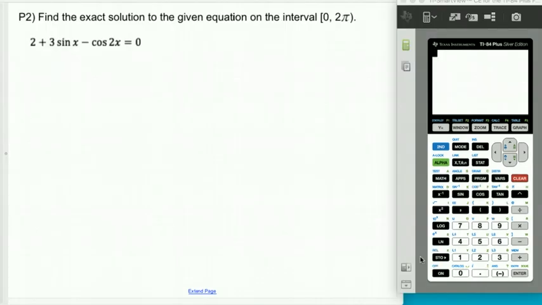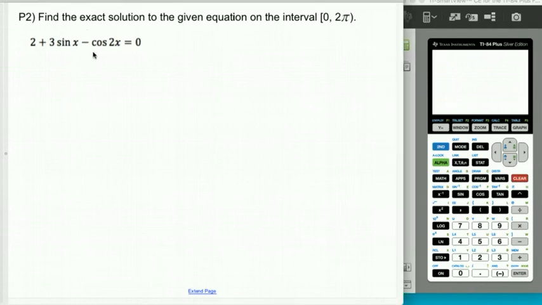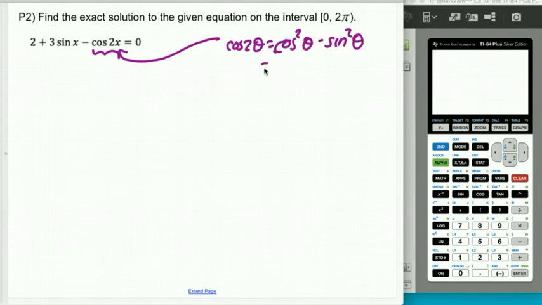All right, so we're going to go ahead and do P2, which is similar to E2. So again, we see that we have this cosine of 2x, right? Remember that there are 3 options for this. The cosine of 2 theta could be cosine squared theta minus sine squared theta. It could be 2 cosine squared theta minus 1, which is the one we used in the last example, or it could be 1 minus 2 sine squared theta.